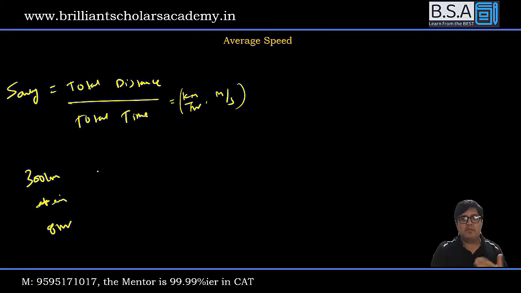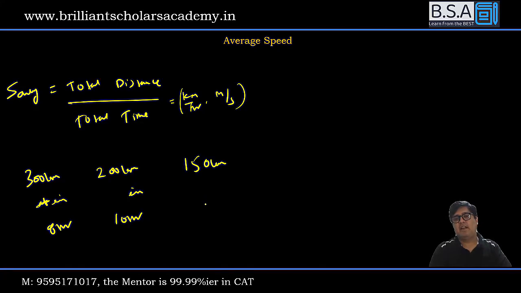Then later on he travels 200 kilometers, let us say in 10 hours. Then further 150 kilometers in, let us say, 12 hours. What is the average speed?